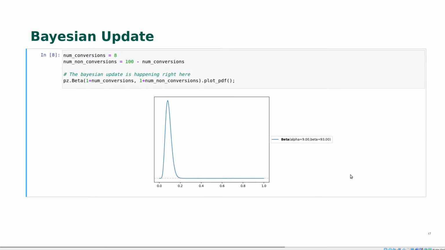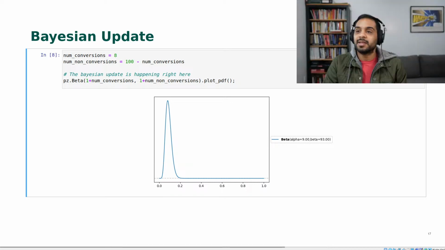Now, we get some data, and what happens? We see 8 conversions. We see 100 people visit, which means we have 92 non-conversions. And then this now is our posterior plot of our plausibility of conversion rates. This is the Bayesian update. It looks really easy, and it is because with conjugate models, which is what this is, it's just a mathematical formula. You plug in some numbers in a particular way, and you get the posterior.